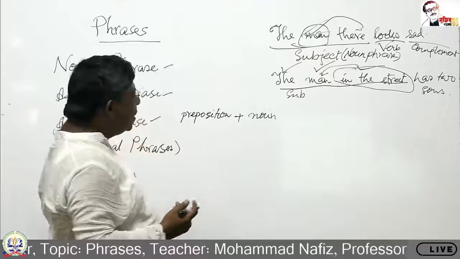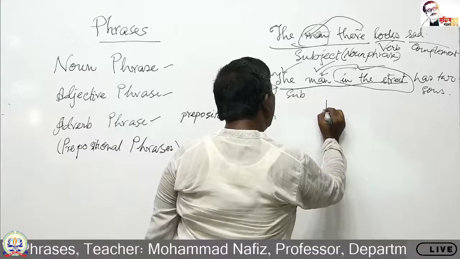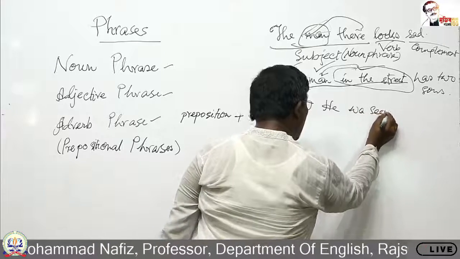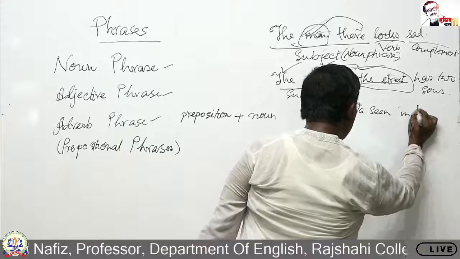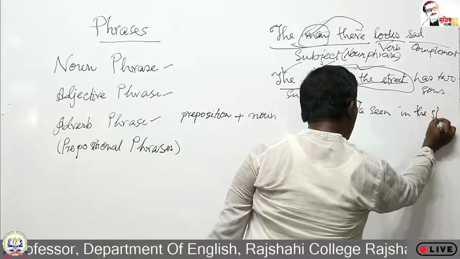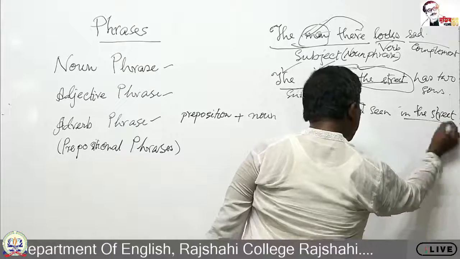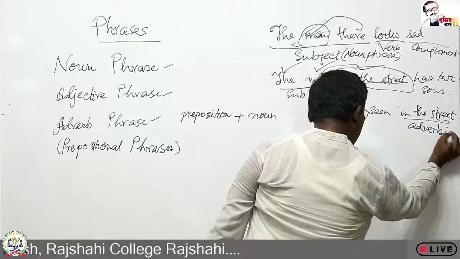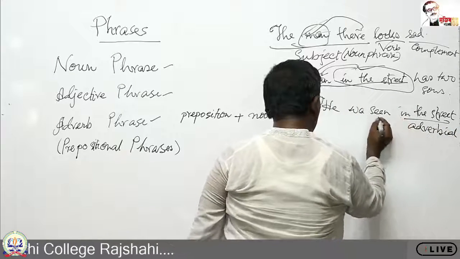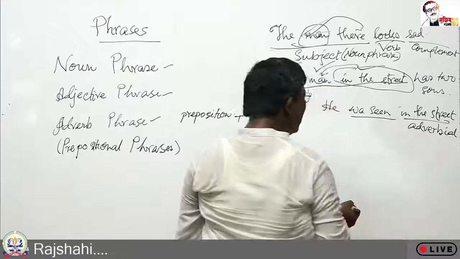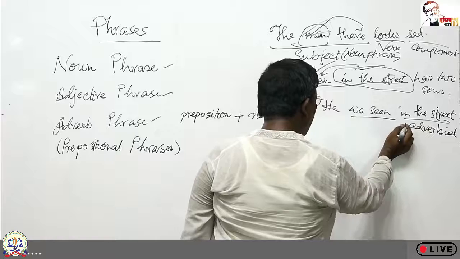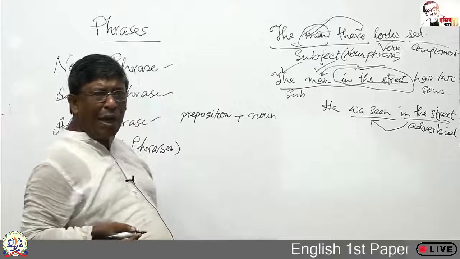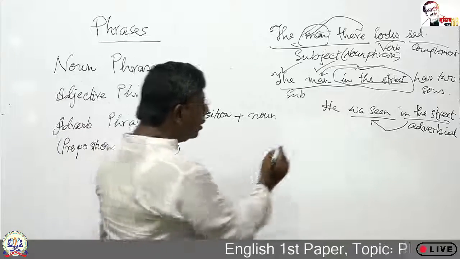So when we write, he was seen in the street, in this sentence, in the street is an adverbial or adverb phrase, as this adverbial in the street modifies the verb seen. Well, he was seen.